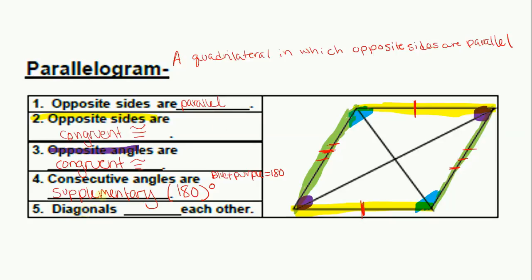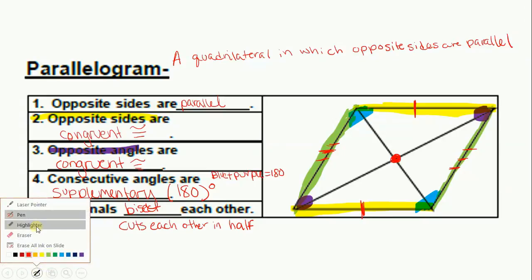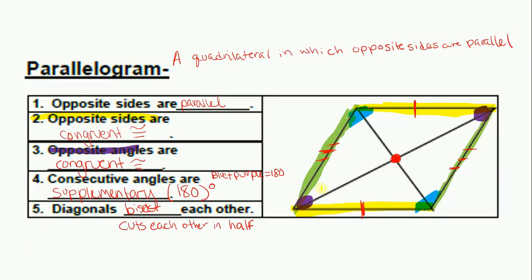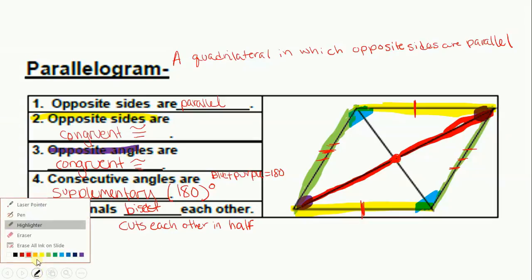Another thing, diagonals, they bisect each other. And if you want to remember what bisect means, that means cuts each other in half. So let's assume that they meet at this point here in the middle. What that tells me is that this side right here is congruent, or the same measure, as the other side. So this side would also be the same measure as that guy. And it works both ways.